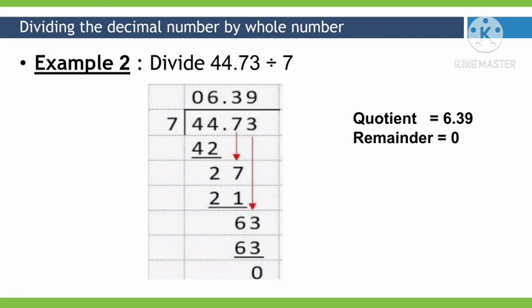We have 7 threes are 21. So if you subtract, you are getting 6. Bring the next number down, 3. Now we have 63 hundredths. 63 hundredths divided by 7, you are getting 9. So 7 nines are 63. The remainder is 0. So here we have the quotient 6.39 and the remainder is 0.